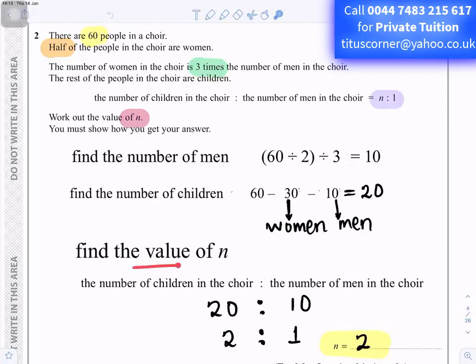Now we want to find the value for n. We use that ratio. The number of children in the choir is 20, is to the number of men in the choir, which is 10. We simplify. Divide by 10 on both sides. 20 divided by 10 is 2, and 10 divided by 10 is 1. So the ratio is 2 is to 1. So that means the number of children in the choir is to the number of men is 2 is to 1. So n is 2.